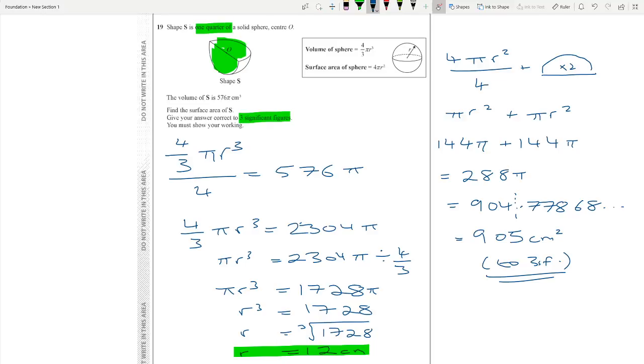If there's any questions, you can let me know in the comments below. But that's the answer to question number 19. And how many marks? 5 marks for that question.